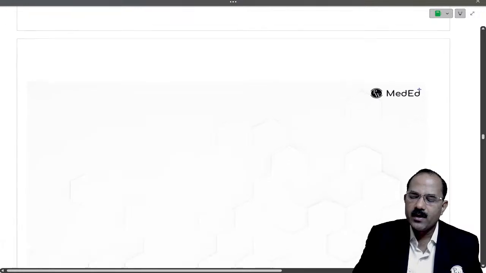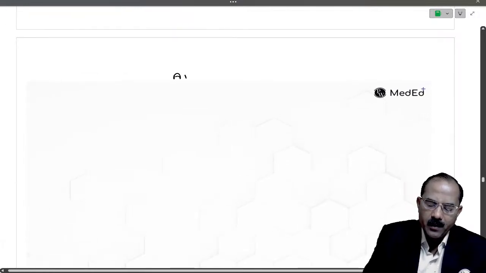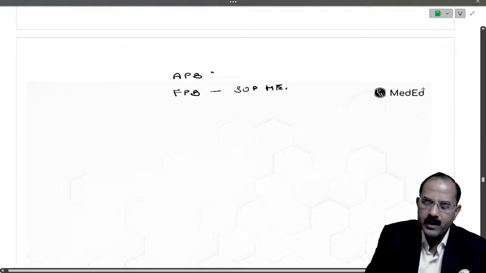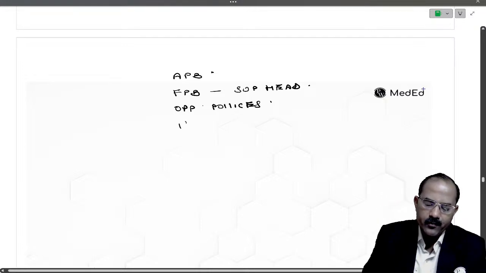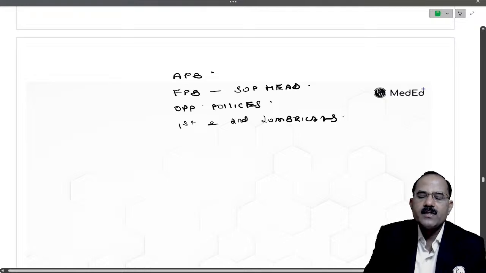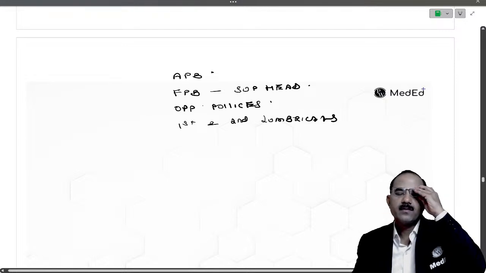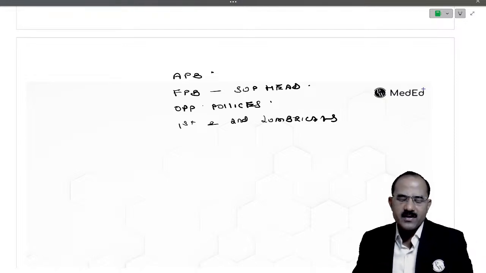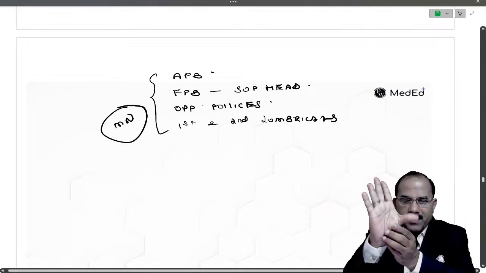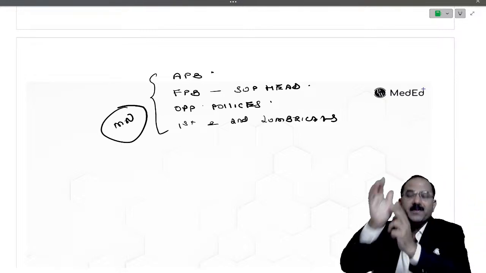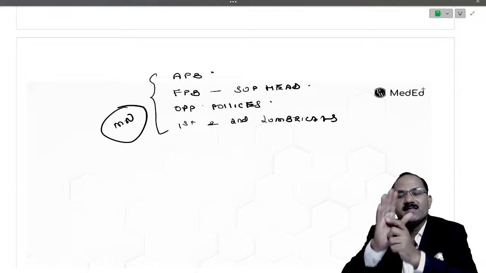I'll just mention this for you. Look, abductor, I write in short: abductor pollicis brevis, flexor pollicis brevis, the superficial head of flexor pollicis brevis, and the opponens pollicis. These three muscles are supplied by which nerve? Median nerve. And the first and the second lumbricals. Okay, so these five muscles are supplied by median nerve in the hand, right? So median nerve supplies the abductor pollicis brevis, the flexor pollicis brevis, its superficial head. The third muscle is opponens pollicis, and the first and the second lumbricals.